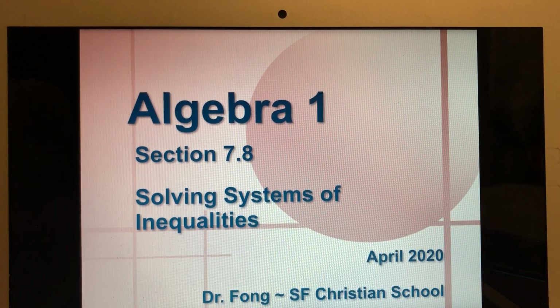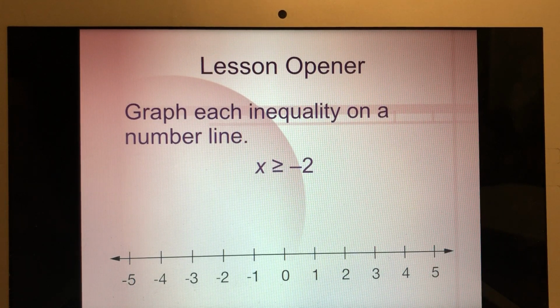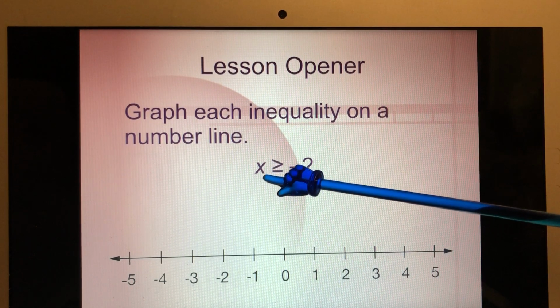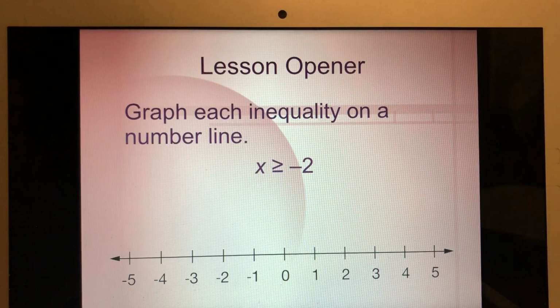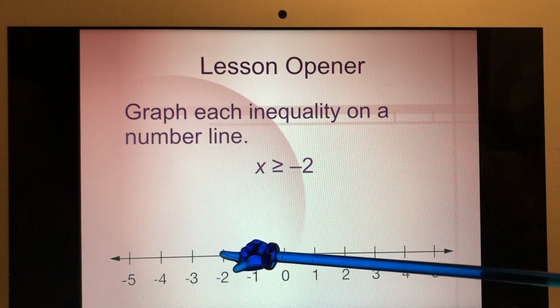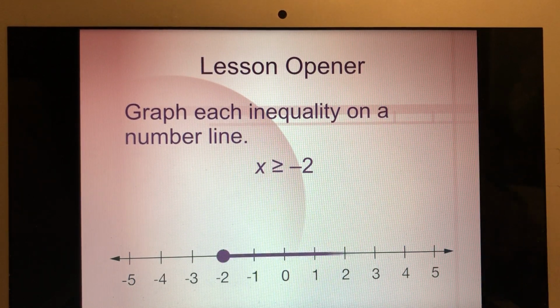So let's take a look at some examples here and see what this all means. When we graphed an inequality like this, x is greater than or equal to -2, remember way back from Chapter 6, we go to -2, and it's supposed to be greater than or equal to that, so you go all the way across, and there is your graph of x is greater than or equal to -2.